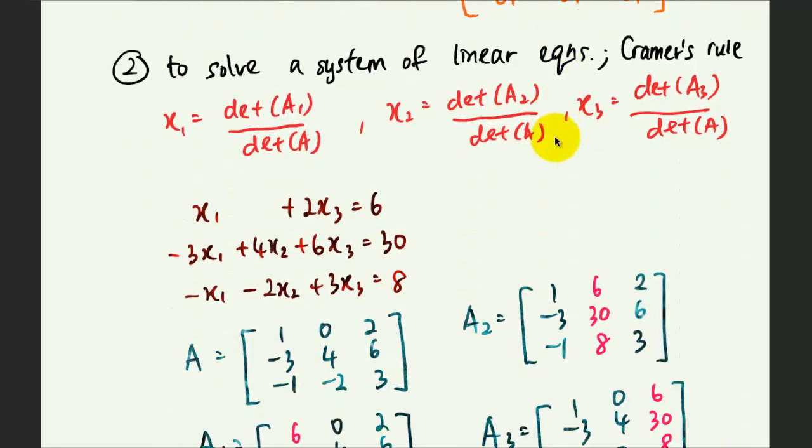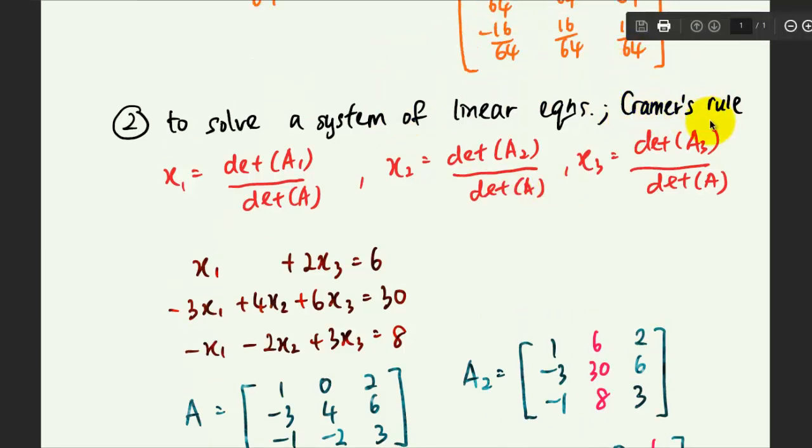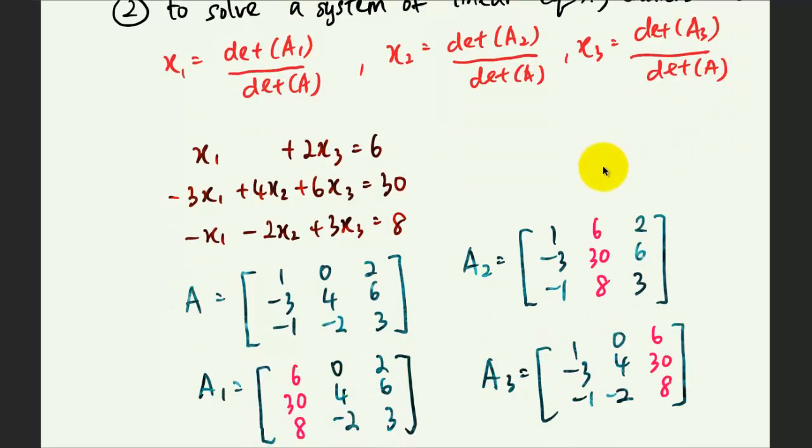Another application of determinant is used to solve the system of linear equations, which is using Cramer's rule here. The formula to get the unknown, let's say the first unknown x1, is basically determinant of A1 divided by determinant of A, and so on. So what is this new matrix of A1, A2 and A3? Let's look at one example here.